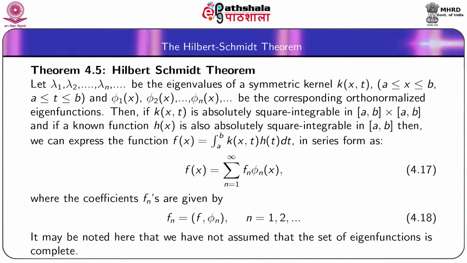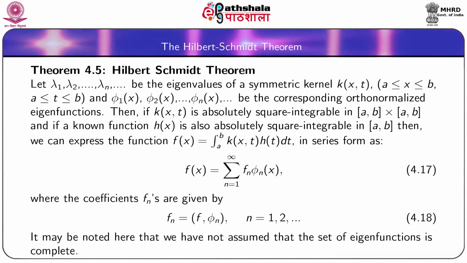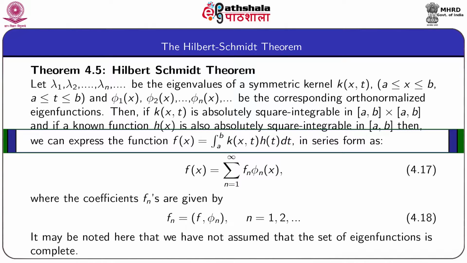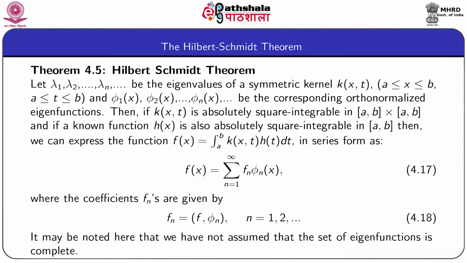in the square [a,b] cross [a,b], and if a known function h(x) is also absolutely square integrable in the closed interval [a,b], then we can express the function f(x) given by integral a to b k(x,t) h(t) dt in series as given by equation 4.17.